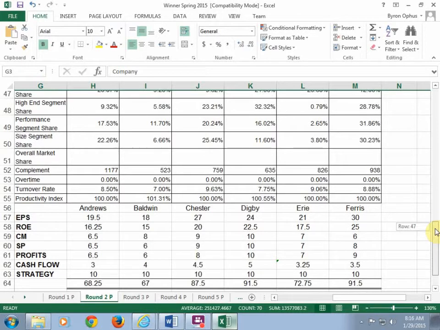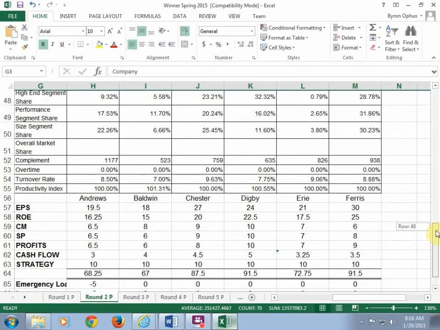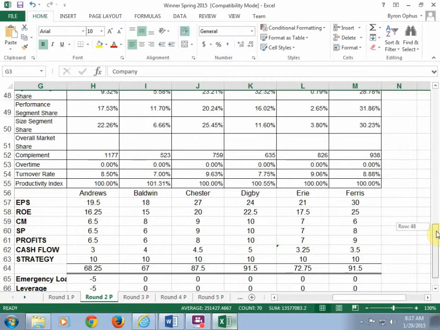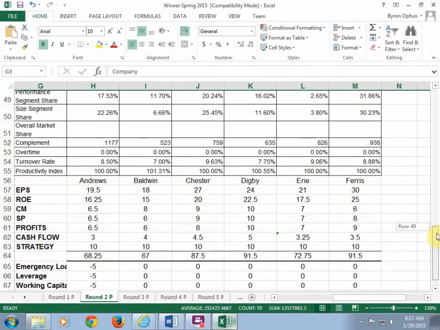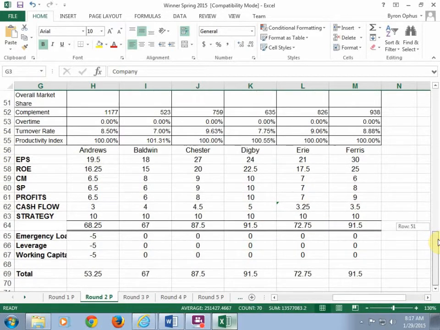But now we've got to see if there are any deductions, right? What are the deductions for? Leverage, working capital, and what's the other one? Emergency loan. No emergency loan except for Team Andrews. Who won last round? Oh, okay. Just checking things out there. Ooh, no deductions for leverage, and no deductions for working capital. So Team Digby is going to be our winner for the round.